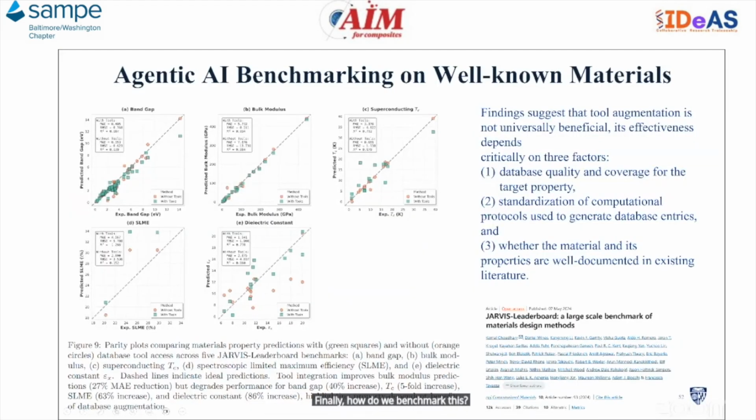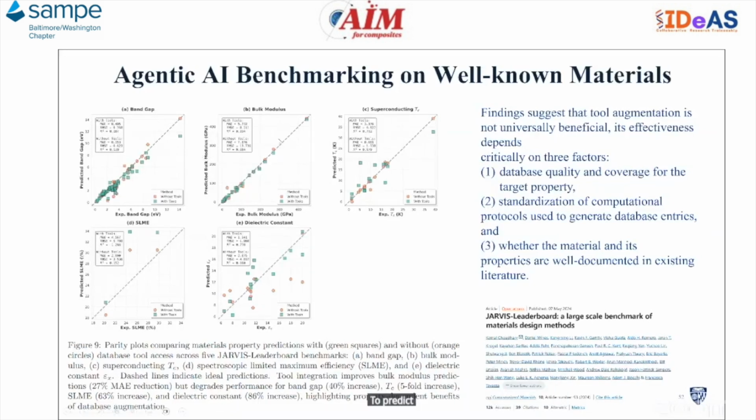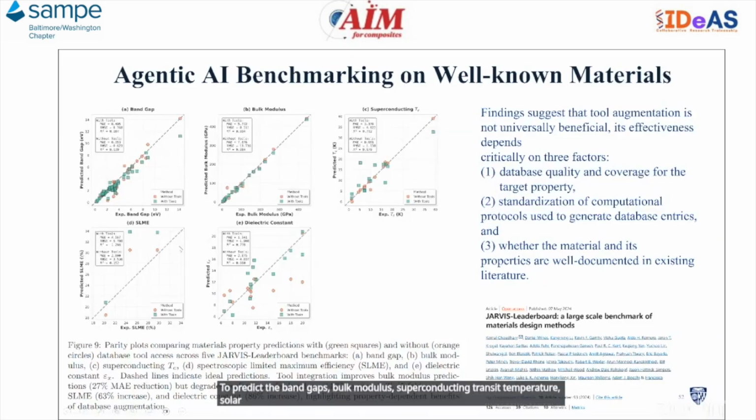Finally, how do we benchmark this? It's very difficult to benchmark agentic AI models for unknown materials, so let's start with well-known materials. What we did, we asked the GPT OSS LLM model and GPT OSS plus the API model to predict the band gaps, bulk modulus, superconducting transition temperature, solar cell SLME coefficient, and dielectric constant of a few well-known materials.